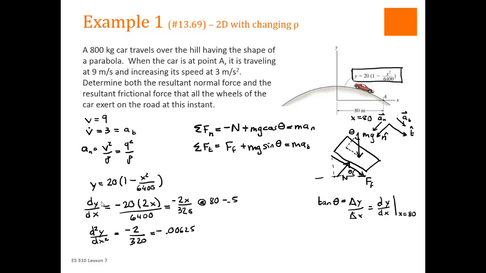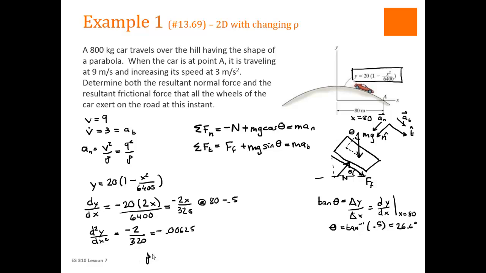Alright, well, we found dy/dx. dy/dx at 80 is equal to the tangent of theta, so we can take the inverse tangent of 0.5, or negative 0.5, and we get, let me find that, 26 degrees. 26.6 degrees, in fact. Alright, from this, the first and second derivatives of y with respect to x, we can find rho.